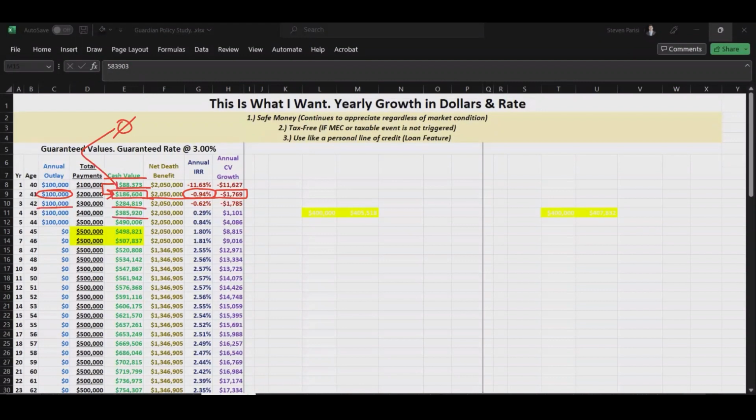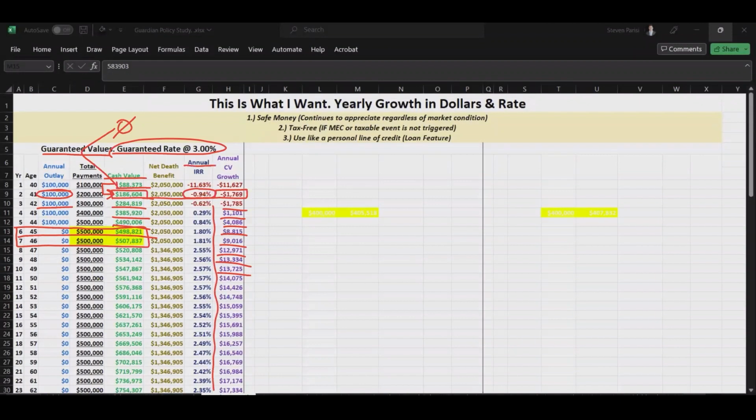But then after that, and this is based on the guarantees, so this is an absolute worst case scenario in this example, the break-even point is almost year 6 in this particular case. And there's the yearly cash value growth, what it's growing by each year. And there it is translated to an internal rate of return.